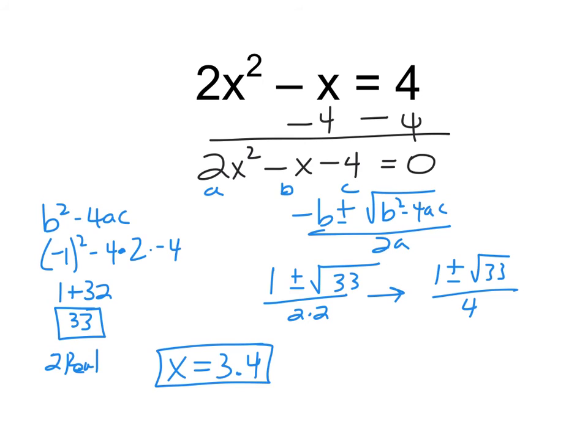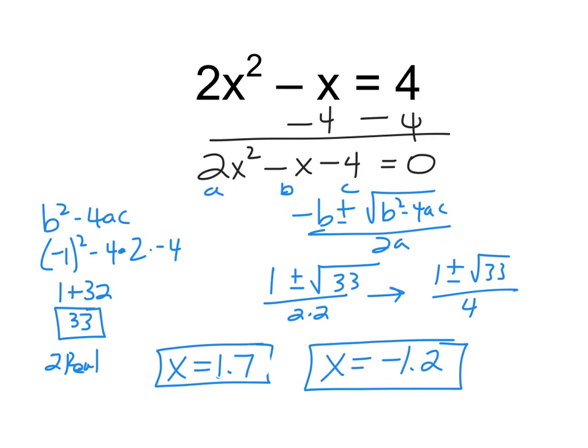Okay, so now if I look back, I screwed up on this first answer. That's not 3.4. It's 1.68, so it's 1.7 on that first answer because I accidentally divided it by 2. So on my first answer, you should get 1.7. On the second answer, you're going to take 1 minus the square root of 33, hit enter, and then divide it by 4. And you should get x equals negative 1.18 or negative 1.2. So you're going to have some crazy decimals as you're doing these problems.